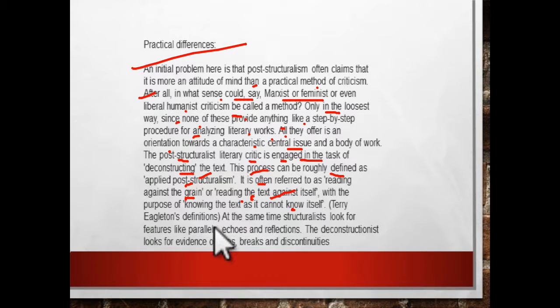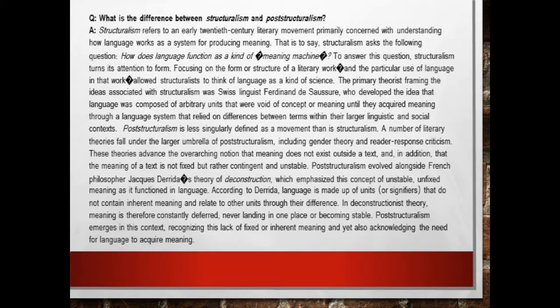At the same time, structuralists look for features of parallelism and reflection, while the deconstructionist looks for evidence of gaps, breaks, and discontinuities. What is the difference between structuralism and post-structuralism? Structuralism refers to the early 20th century movement primarily concerned with understanding how language works as a system for producing meaning. That is why structuralism asks the following question: how does language function as a kind of meaning machine?